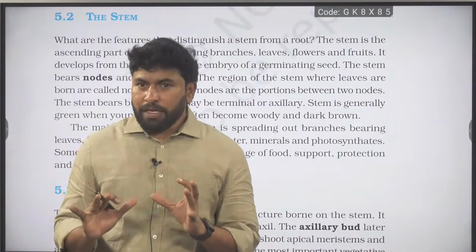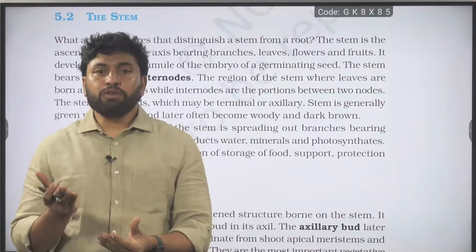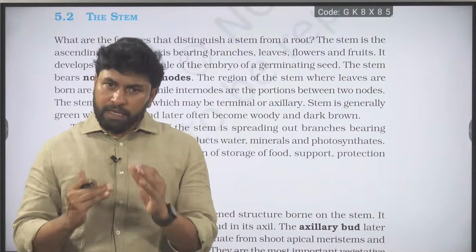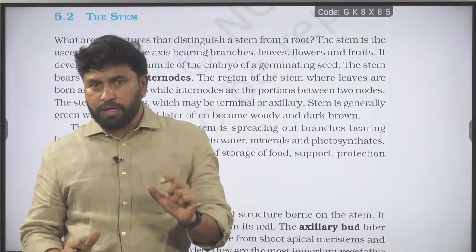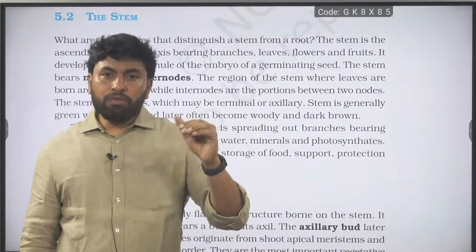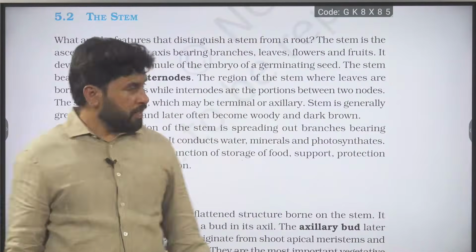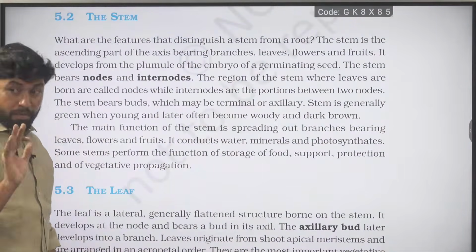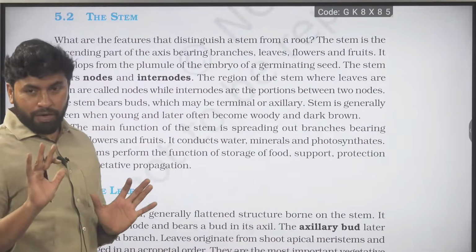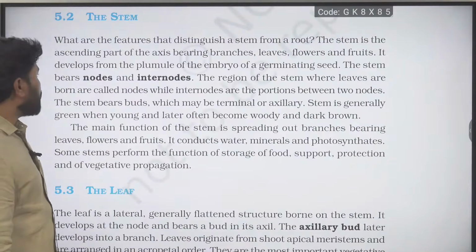They don't want to say stem is always ascending. They wanted to say that stem is an ascending part while root is a descending part, because they have begun the story by saying how we recognize a stem from the root. Is it clear? Next, root does not bear leaves, branches. Root will have branches, but root never carries leaves and flowers and fruit. It developed from the plumule of the embryo in a germinating seed.